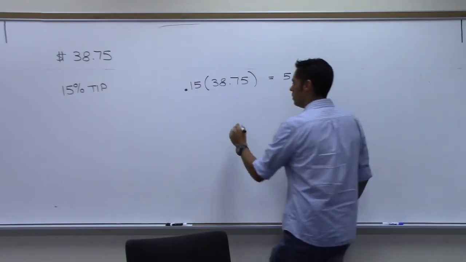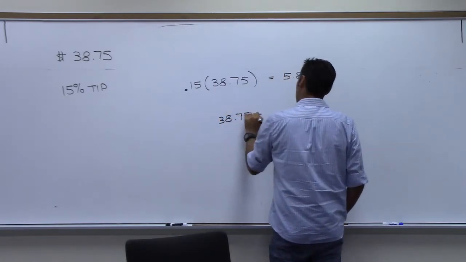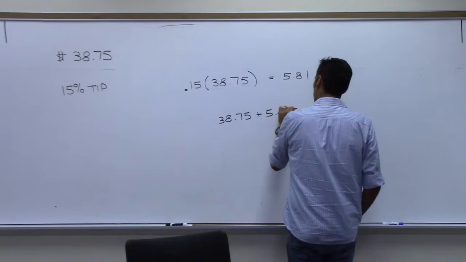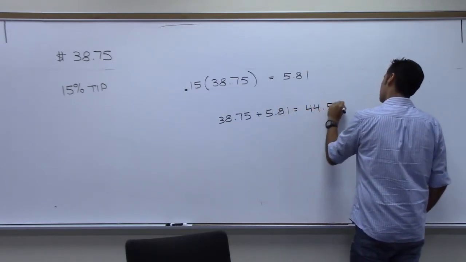So 38.75, you're going to add to it 5.81. And what is it? 44.56.